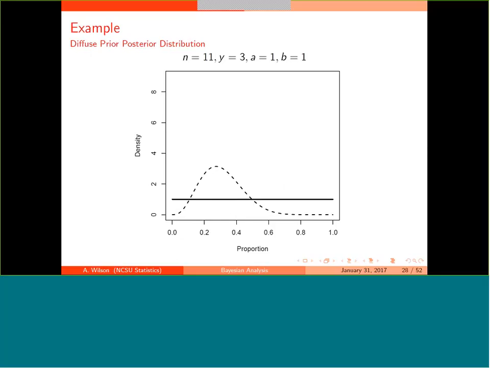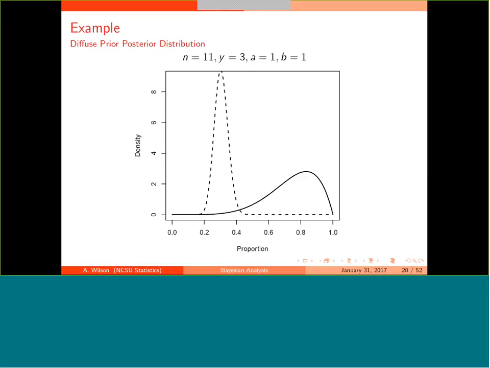If I actually did something that is fairly non-informative or very flat, which is what's called a uniform prior, so I start off saying that probability could really be anywhere between 0 and 1, then you can see my posterior distribution is centered much more around that point estimate that I have. But again, I still have some uncertainty, because a priori, that flat distribution says there was a 50% chance that the probability was greater than a half. And now I've seen 3 out of 11, so that's much less likely moving forward, but not completely out of the question.